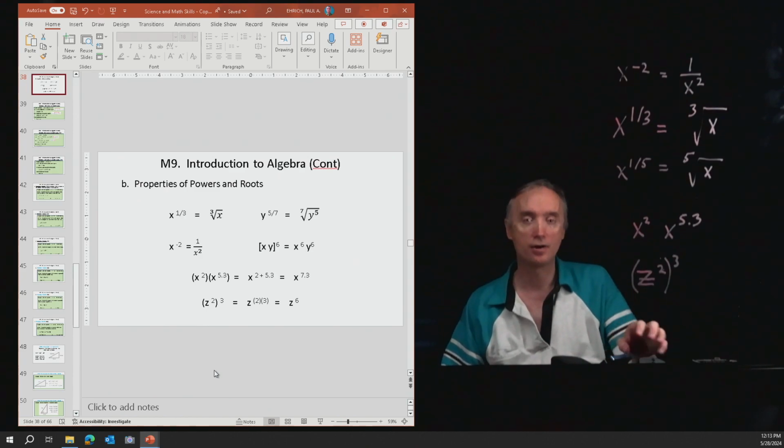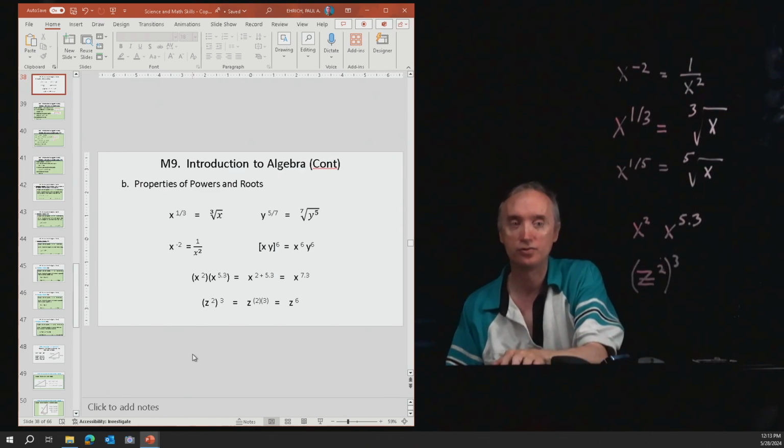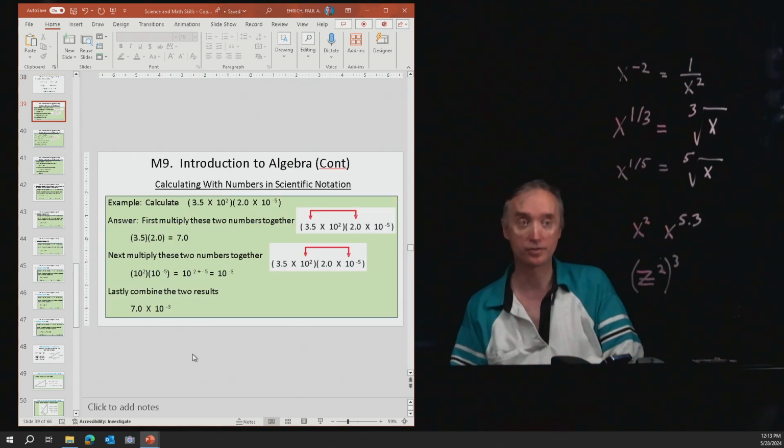All right, in our next segment, we want to show an application of this. So we're going to talk about how you multiply, divide, and raise to a power numbers that are in scientific notation. And we'll do that in just a moment.